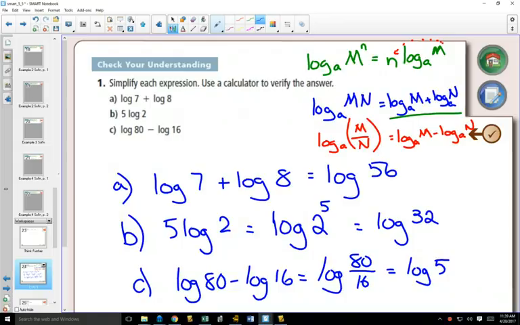Questions we can do for practice? Are number 4 and 12.